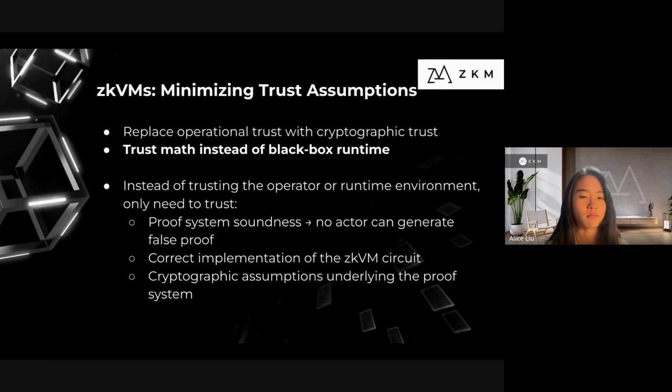These are highly audited, and they're also open source as well, so you can take a look for yourself. And also the cryptographic assumptions underlying the proof system are correct. So now, compared to the standard VM configuration, we can replace operational trust with cryptographic trust. And now all you're doing is trusting the math instead of a black box runtime where you don't really know what's going on.